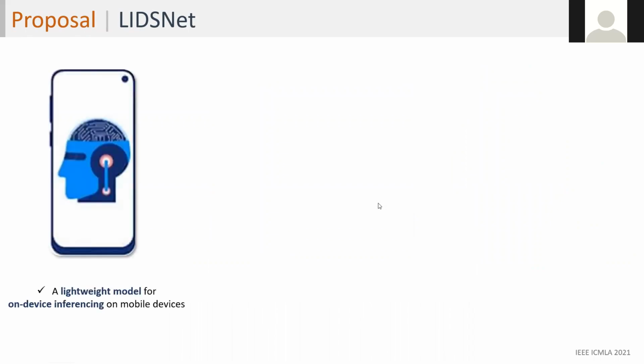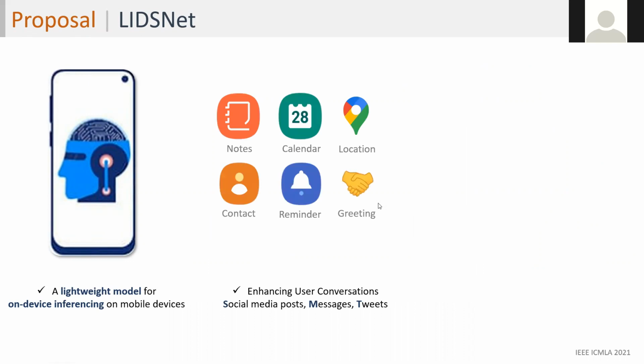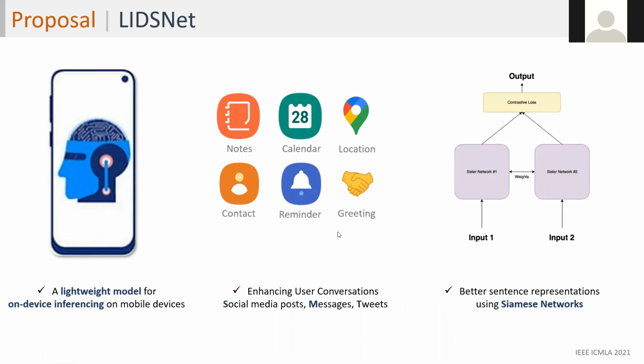So we propose a lightweight model, LIDSNet, to accurately predict message intent with very much less latency and memory footprint than SOTA on edge devices. We curate our own custom dataset for conversational messages with these intents: notes, calendar, location, contact, reminder, and greetings. And we utilize Siamese network with triplet loss for generating better sentence representations.